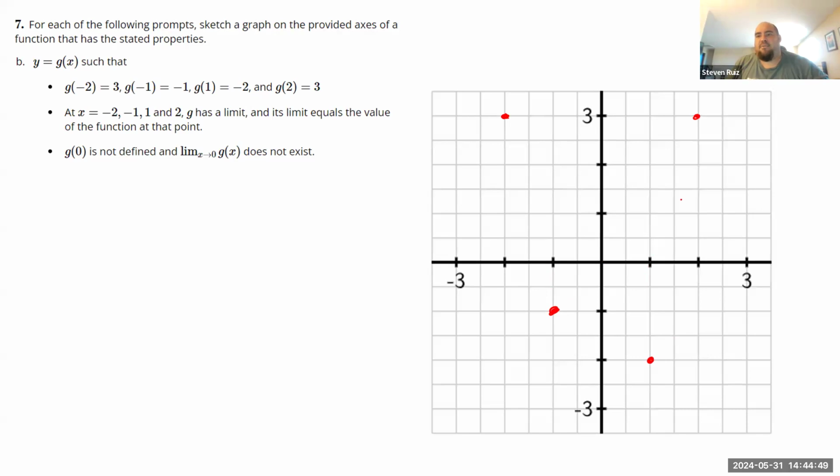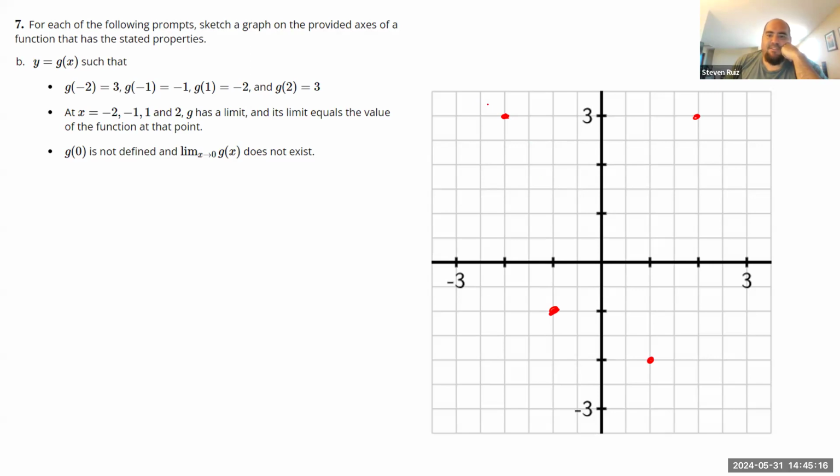All I needed to do there was to basically plot those points on this graph. I have no idea what's going on around them yet, but for the first bullet, I just need to plot those points. All right. Now at x equals negative 2, negative 1, 1, and 2, G has a limit. And its limit equals the value of the function at a point. So basically, what does that mean?